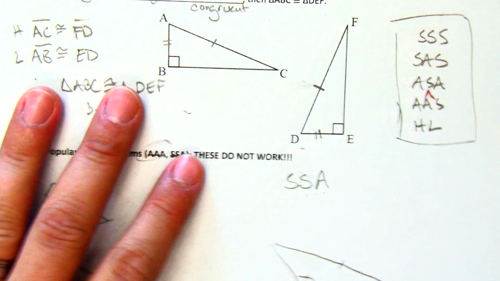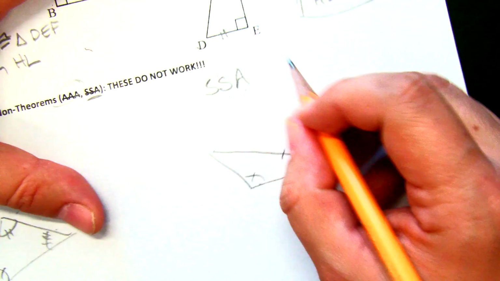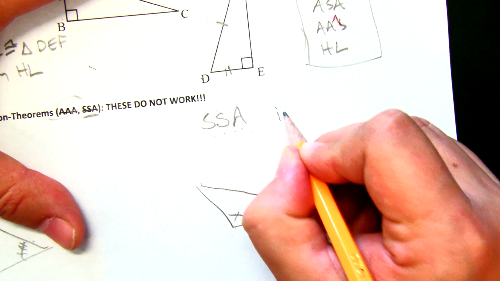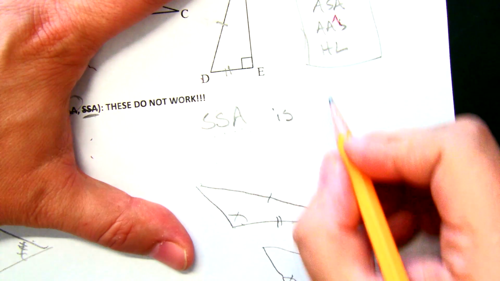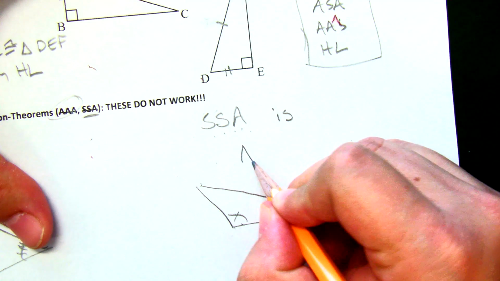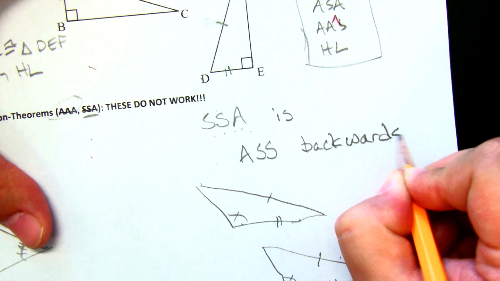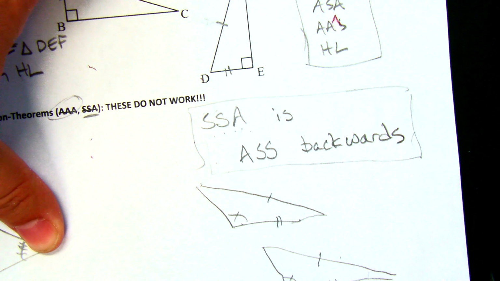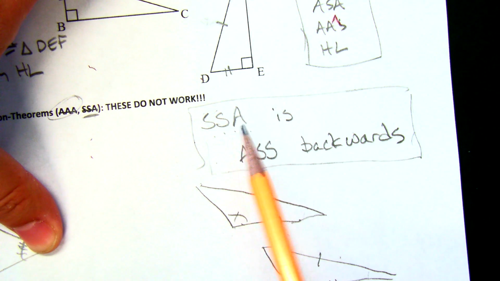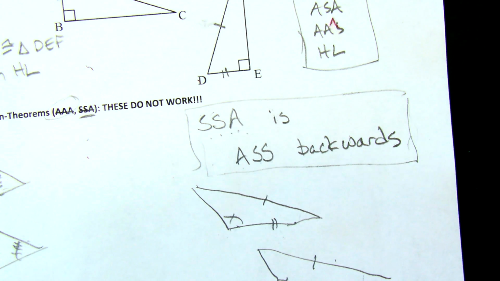An easy way to remember this, and you might want to write this down: SSA does not work. For whatever reason, kids find this easier to remember. SSA does not work because SSA is ASS backwards. I don't know exactly why, but students seem to have an easier time remembering it if they write this down. Keep that straight, okay? So SSA is ASS backwards, therefore you can't use SSA. All right? Good to go.